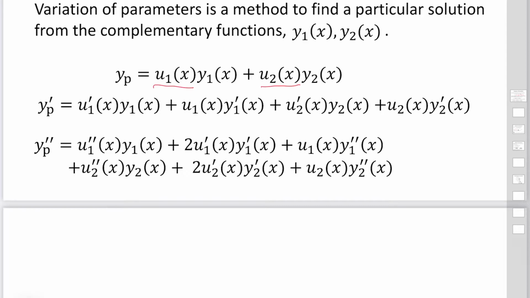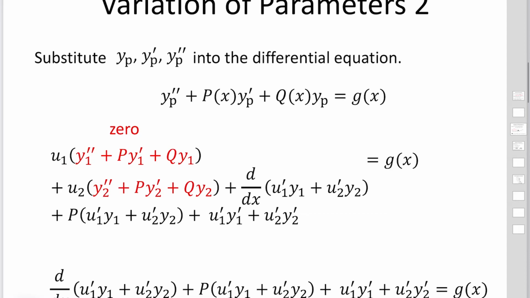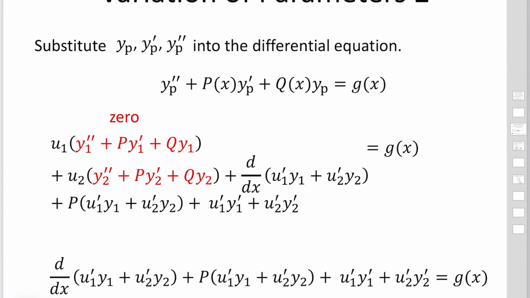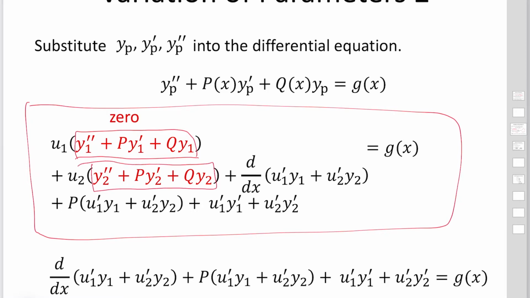Then substitute these equations into the original differential equation. Then it becomes this equation we obtained. It becomes u sub 1 times y sub 1 double prime plus p y sub 1 prime plus q y sub 1. And then y sub 1 and y sub 2 are solutions of the homogeneous differential equation, so this part becomes 0. Also u sub 2 times y sub 2 double prime plus p y sub 2 prime plus q y sub 2, this part is also 0.